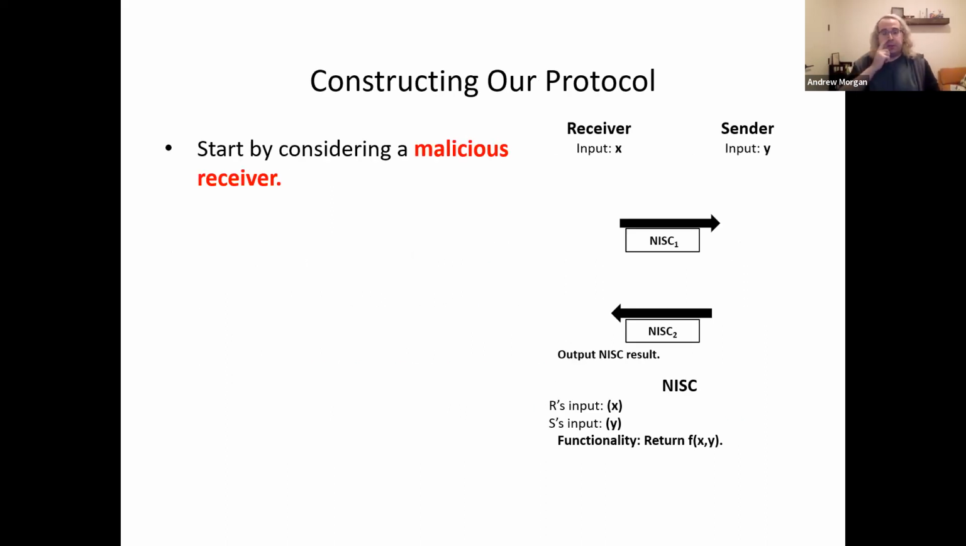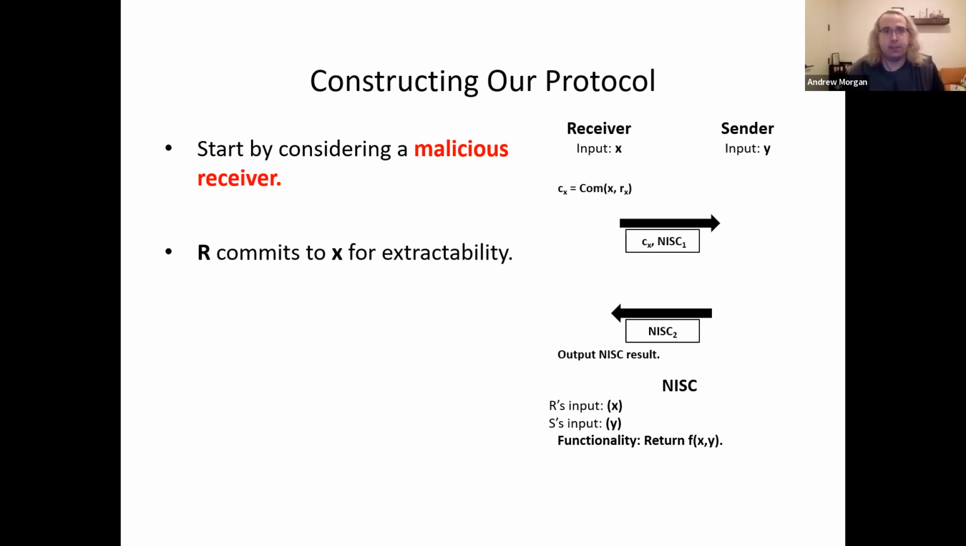So, starting with the underlying NISC, I'll build up our protocol on the right side of the slides while discussing at a high level the steps we take to implement UC security as we add them to the protocol. So I'll start by considering the malicious receiver case. As I just discussed, we add the extractability necessary to provide simulation-based security by having the receiver commit to their input X and send it to the sender in the first round along with their internal NISC message.